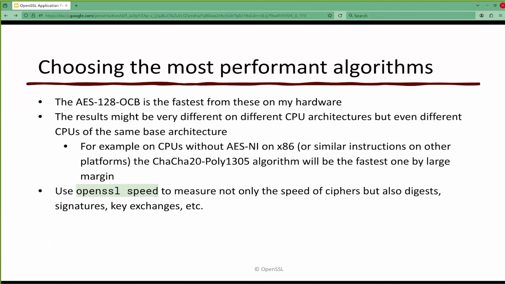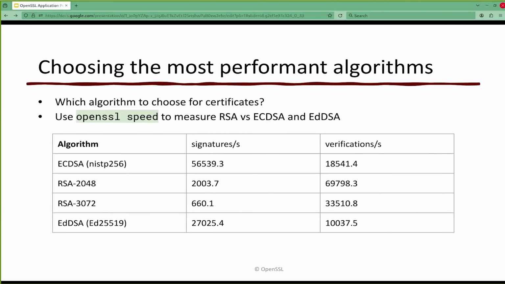However, the results might be very different on different CPU architectures, and even different CPUs on the same base architecture. For example, on CPUs without AES-NI, the ChaCha20-Poly1305 algorithm will be the fastest one by a large margin, and also more secure, because without AES-NI there might be side channels and so on. You can use openssl speed to measure not only speed of ciphers, but also digests, signatures, key exchanges, and so on.